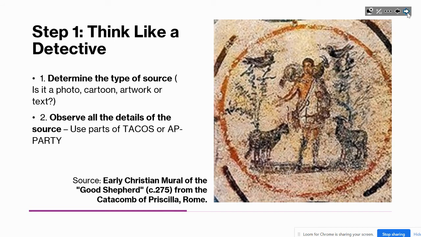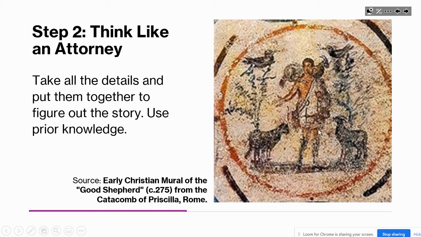So let's go to the next step. The next step is to think like an attorney. So just like I said before, we take all of those details and put them together to figure out a story. We can also use our prior knowledge here to try to figure this out. If we're talking about 275 AD, the source says this is an early Christian mural. By that, we can determine a little bit, well, if this is an early Christian mural, 275 AD, who do you think this person here is being depicted as? Or who is this person here? Kind of give a guess.